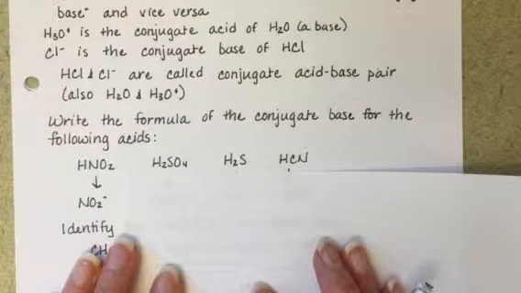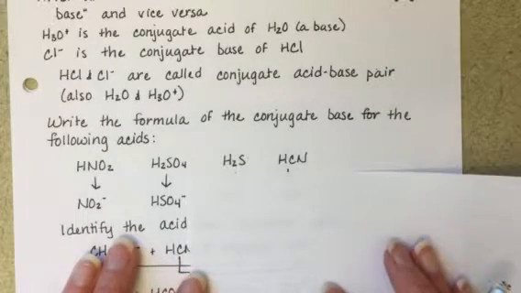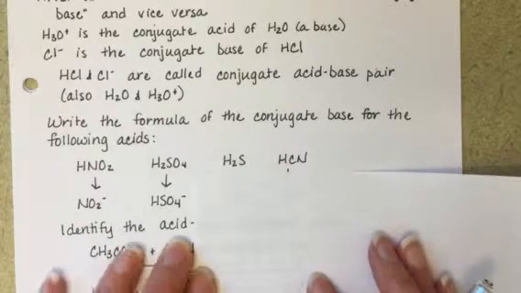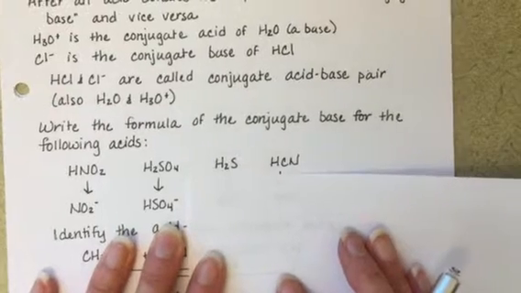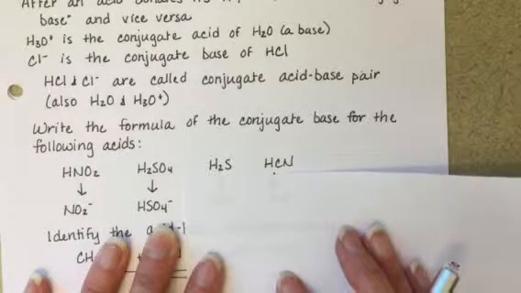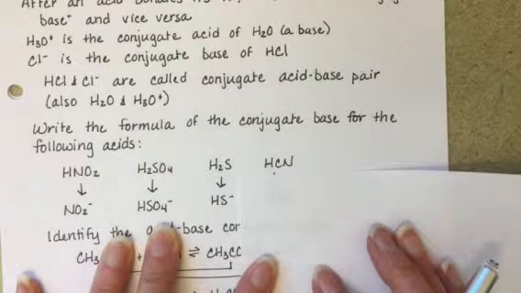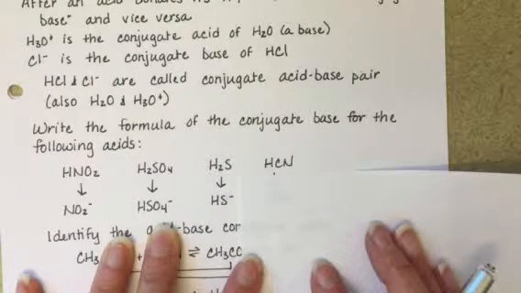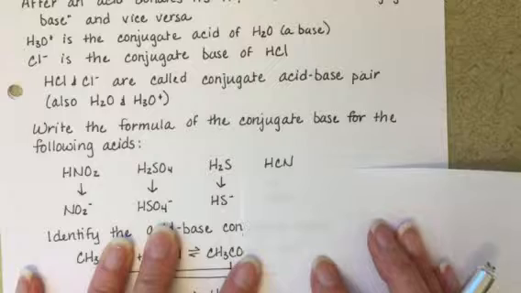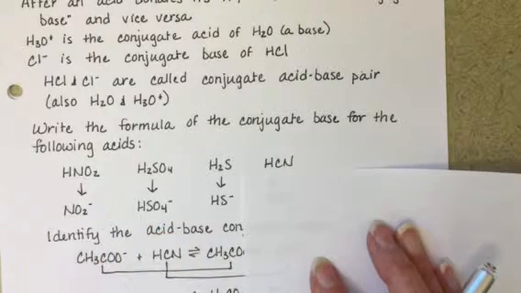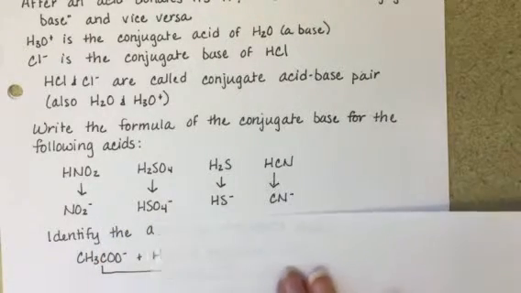H2SO4 will lose one of its hydrogens, so it will become HSO4-, and again the charge goes down. H2S also losing one hydrogen and a positive charge becomes HS-. HCN losing its positive charge and losing the hydrogen becomes CN-.